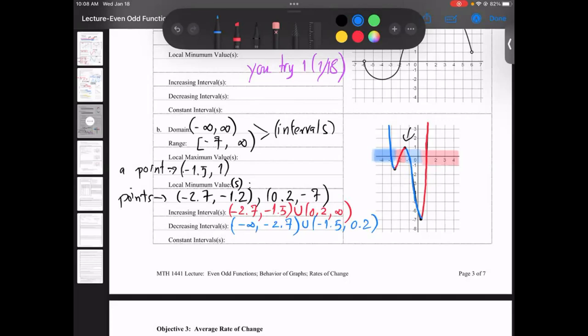With the parenthesis. Is there a constant interval? No, right? So you say none. Can you do something like this on the exam? I promise it'll be integer. If anything, it'll make my job easier.